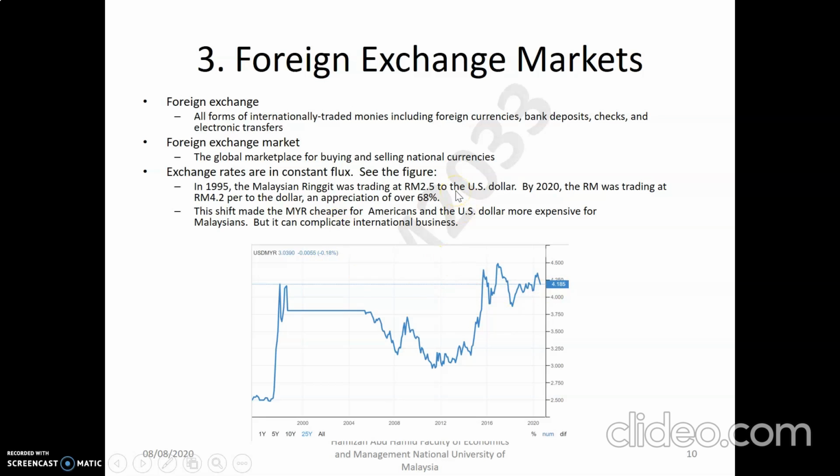A lot of factors come into play for this situation. We will discuss it later. But this change has made the Malaysian ringgit cheaper for Americans, and it has made the US dollar more expensive for Malaysians. This can complicate international business, but this is when international firms can use the differences for their own benefit. For instance, it is better to produce in Malaysia because it is much cheaper, and sell in the US because it's more expensive there.